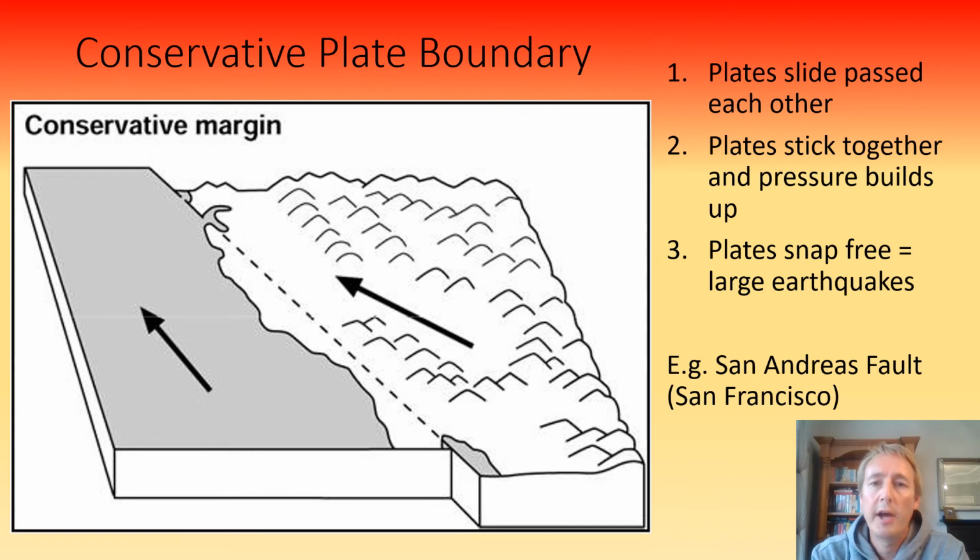The third scenario is when two tectonic plates try to move past each other or slide past each other. The edges of the tectonic plates are not smooth and therefore they stick together, pressure builds up, and eventually the tectonic plates snap free to create earthquakes. A famous location where you'd find this is the San Andreas Fault, and the city that lies on that is San Francisco.